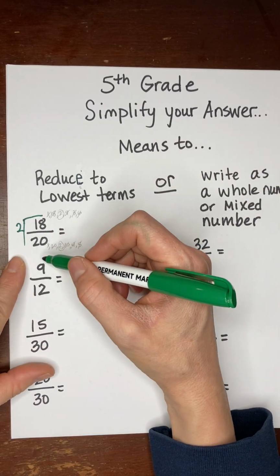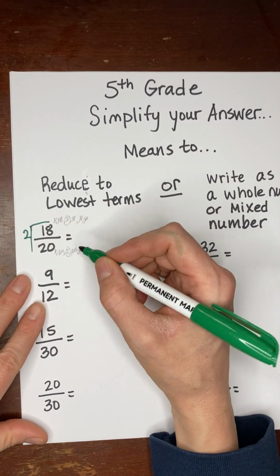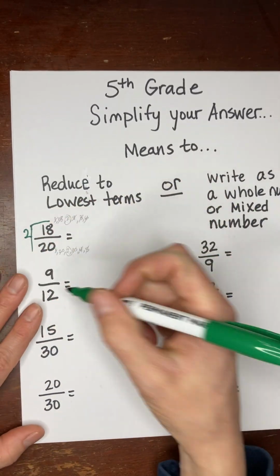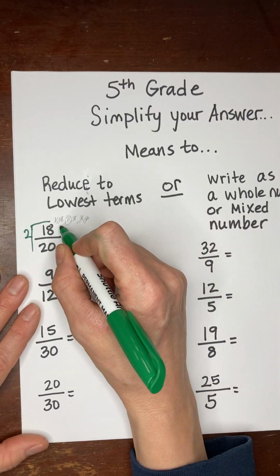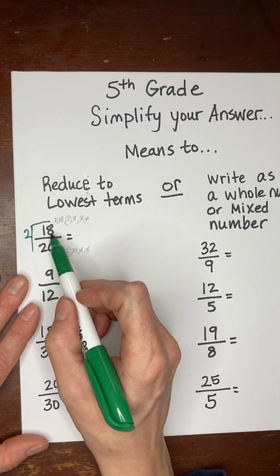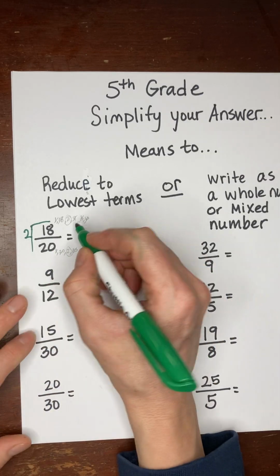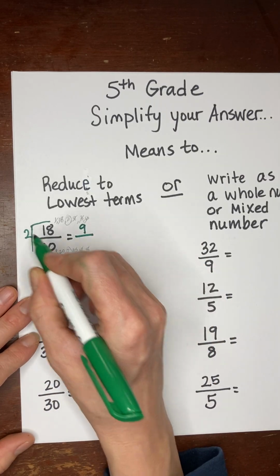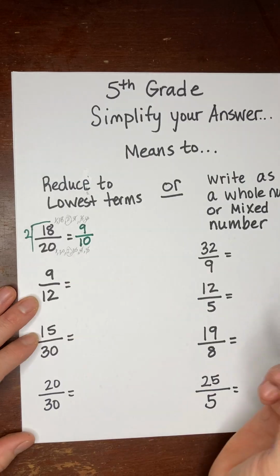This is the method of notation I like to use. It's just cleaner, and a lot of students prefer it. But if you prefer to write a divide sign, go ahead and do that. It means the same thing. 18 divided by 2 is 9. 20 divided by 2 is 10.